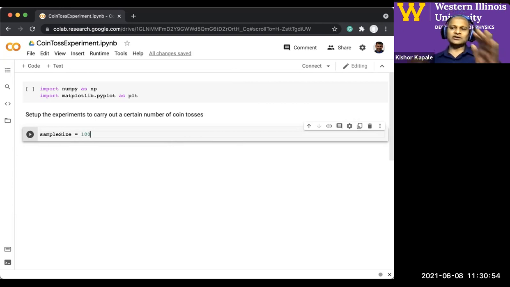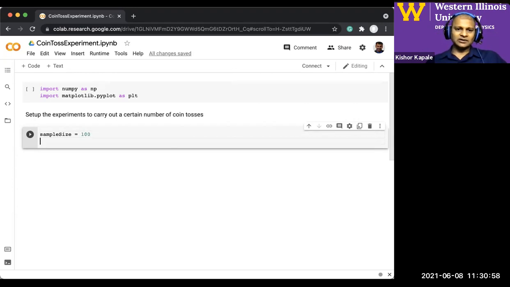And what I'm going to do is all the results that I obtain, I'm going to store them in an array. So I need to set up the array, which initially is going to be populated with zeros, so zeros of the sample size. So if our experiment is done 100 times, I want to store the results of the experiment 100 times in an array. So I just created an array.